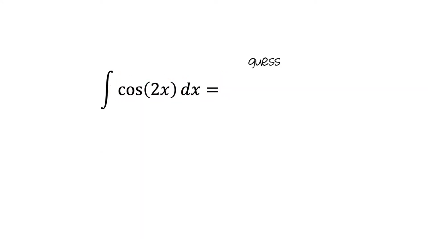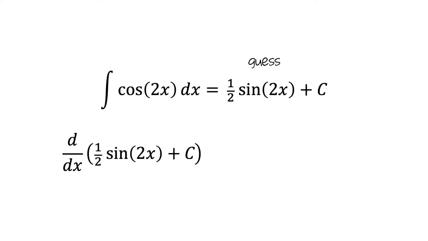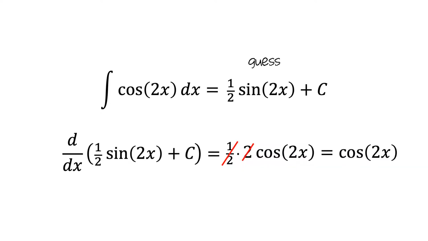We can correct for the extra factor of 2 by changing our initial guess of the antiderivative. Let's try multiplying sine of 2x by 1/2. Now, if we check by computing the derivative of our guess, we use the chain rule and get that the derivative of 1/2 sine of 2x plus c is 1/2 times 2 times cosine of 2x. And 1/2 times 2 equals 1, so we can effectively cancel these terms, which gives us cosine of 2x.